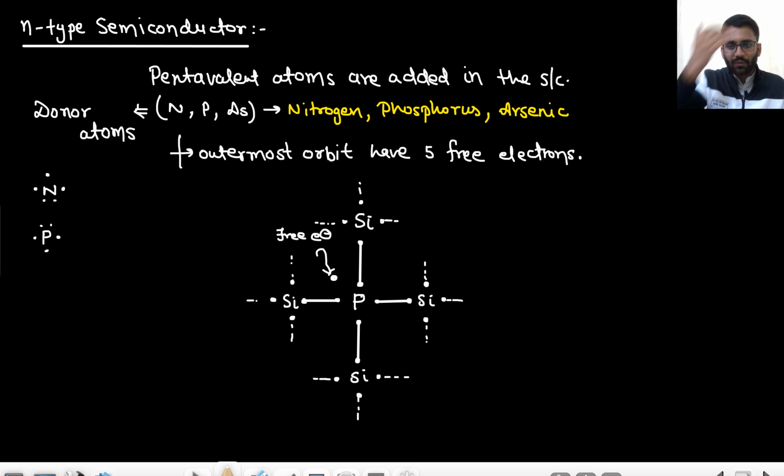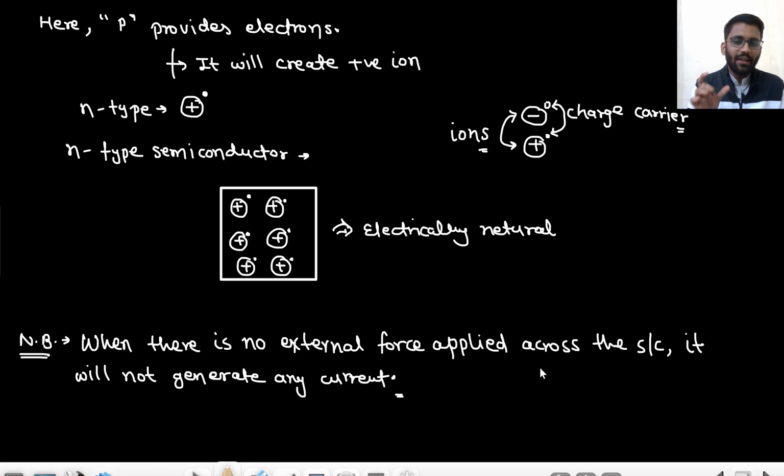In the case of an n-type semiconductor, we are introducing pentavalent atoms. Let's assume we have introduced phosphorus. Phosphorus will have 5 electrons in the outermost orbit. So 4 will make a bond and 1 will be a free electron. Since they are giving us the electron, they will form a positive ion, and we will show an electron there.